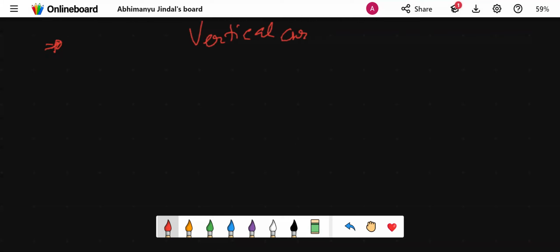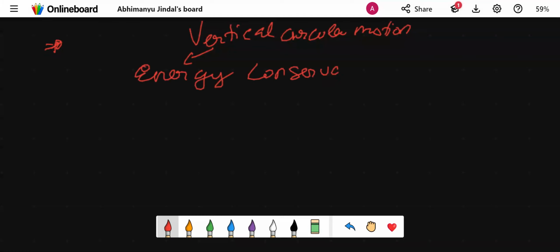Vertical circular motion. So first of all, what is vertical circular motion? The main thing which we use in vertical circular motion is energy conservation. Just wanted to let you guys know that. So anytime you see vertical circular motion, do not panic and use energy conservation. It's going to be a piece of cake, right?